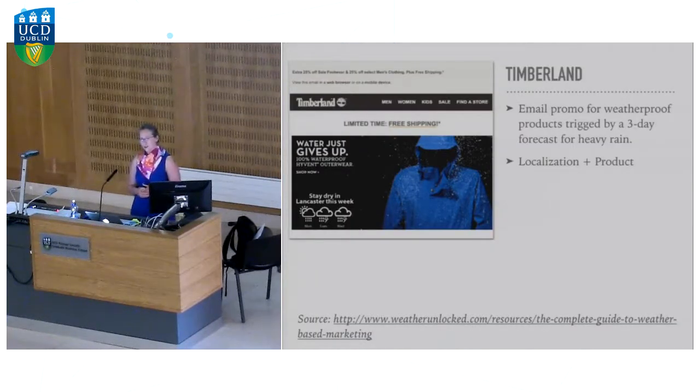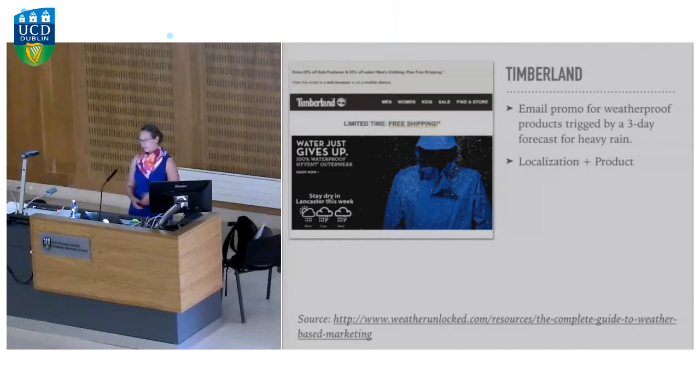Timberland sends out these kind of email prompts that are triggered by things like a 3-day forecast for rain. Hey, it's going to be really wet. You've been looking at this rain jacket. Maybe now's the time. Here's a discount code. All of those offers are being triggered by variables that are identified by algorithms that look at huge reams of data and spot trends in purchase behavior.